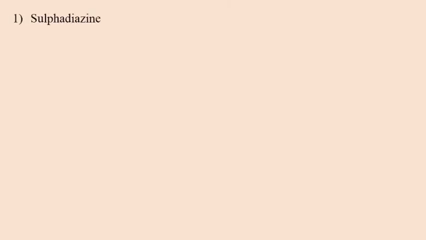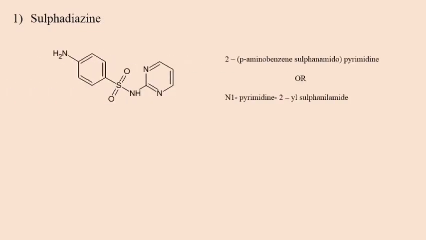Now the first drug, sulphadiazine. This is its structure. At the N1 position you have a pyrimidine ring. So the IUPAC nomenclature will be N1-pyrimidin-2-yl sulfonamide. The 2 is for the position where this NH group is attached to the pyrimidine ring, so it is the second position. This is the simplest IUPAC or chemical name of this structure.